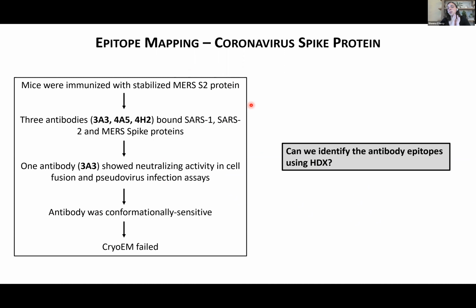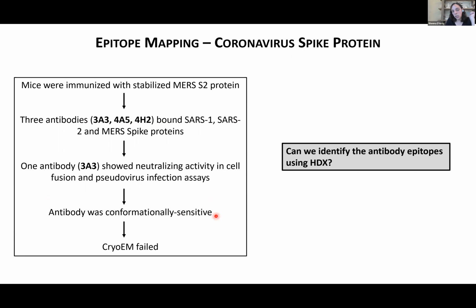Okay, so this was not even the coronavirus, it was not even the spike protein from the SARS-1 which causes the coronavirus. The resulting antibodies were then characterized, and 3 of them were identified to bind all 3 spike proteins. So the spike protein from SARS-1, SARS-2, and MERS. Of these 3 antibodies, 1 antibody then showed neutralizing activity in cell fusion and pseudovirus infection assays. So in vitro assays, this antibody showed a lot of promise.